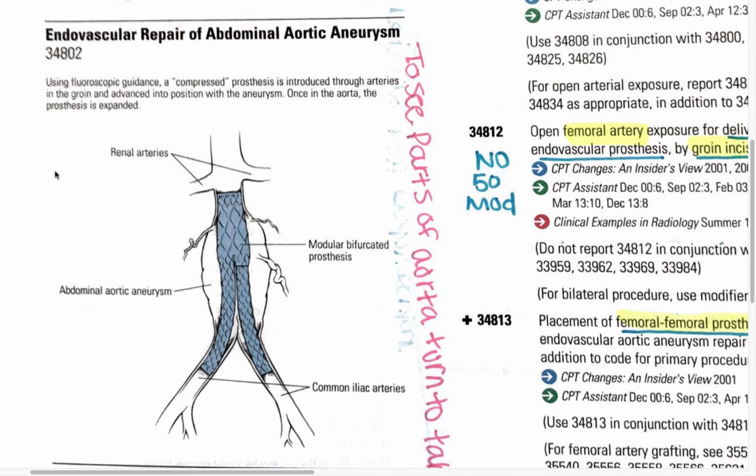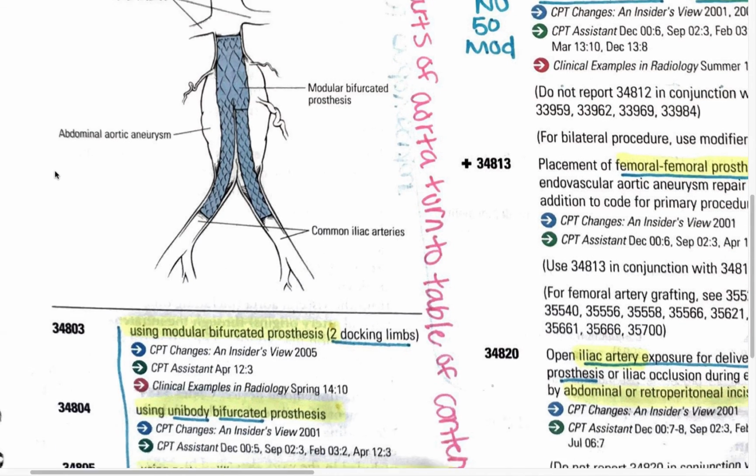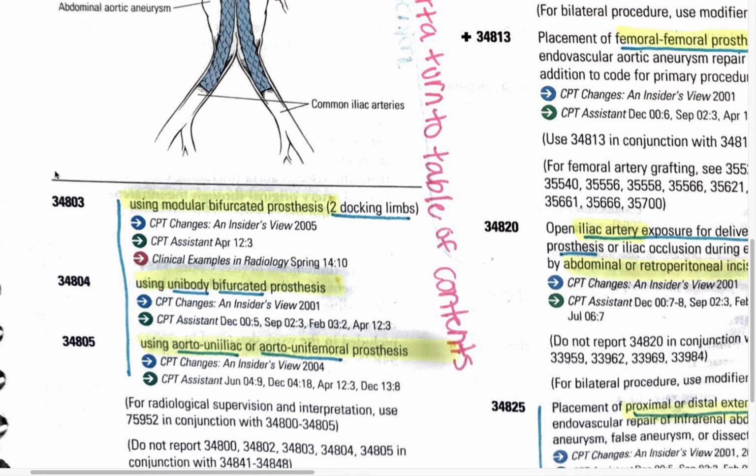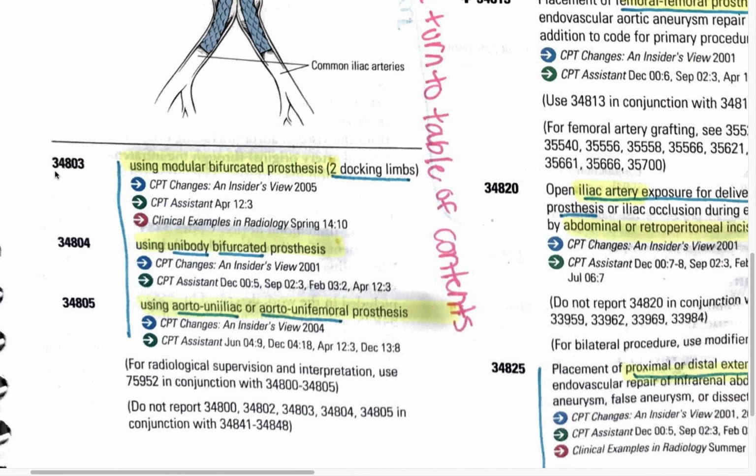I put a note in my book that says to see parts of the aorta, turn to the table of contents where I showed you to fill out that diagram and label it at the beginning of the section. If they are using a modular bifurcated prosthesis, two docking limbs, you will use 34803. If they're using a unibody bifurcated prosthesis, you will use 34804. And for an aorto-uniiliac or aorto-unifemoral prosthesis, you will use 34805.